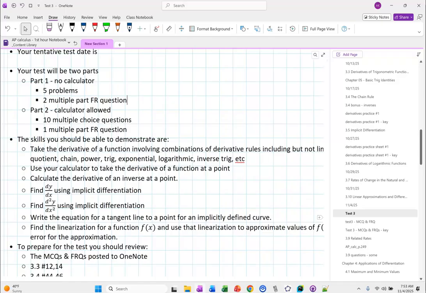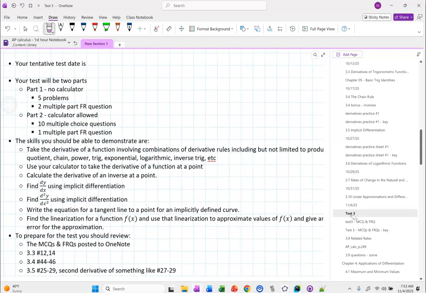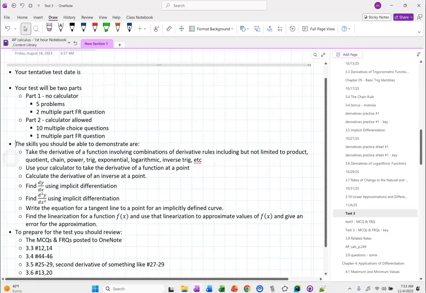You should be able to write the equation for a tangent line to a point, if I give you an implicitly defined curve, like you did on the homework quiz, right? You should be able to find the linearization for a function and use that linearization to approximate values of f of x, and give an error for the approximation.